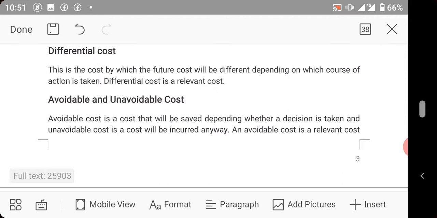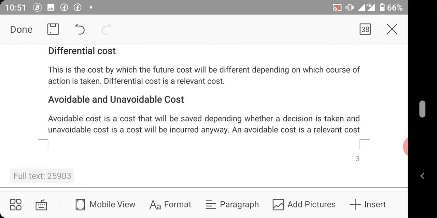Avoidable and unavoidable costs. Avoidable costs are costs that will be saved depending on whether a decision is taken or not. So avoidable cost is a relevant cost. Unavoidable cost is a cost that will be incurred anyway. So whether we take a decision, we will still incur it. Whether we don't take a decision, we will still incur it.